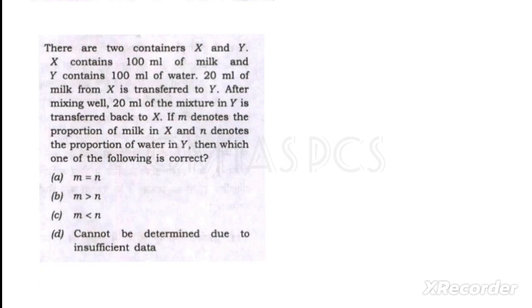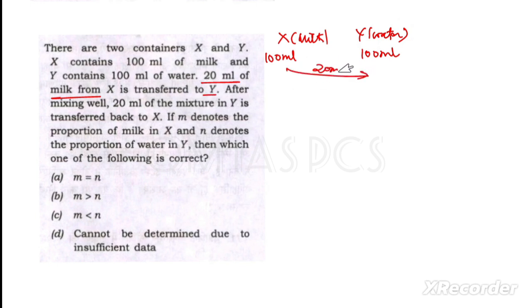This question is from 2022. There are two containers, container X and Y. X contains 100 milliliters of milk, and Y is water, that is 100 ml. Is it clear? So here we can try logic instead of the formula. It is given that 20 ml of milk from X is transferred to Y. Now what is the volume of Y?